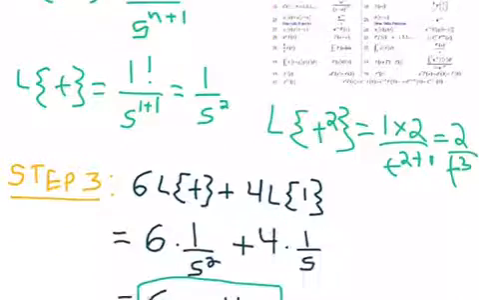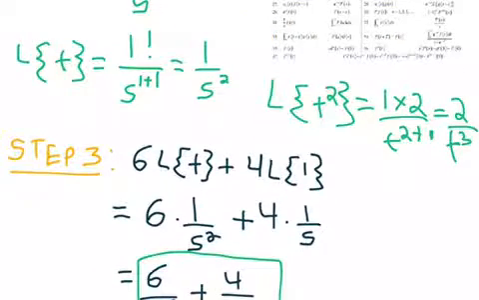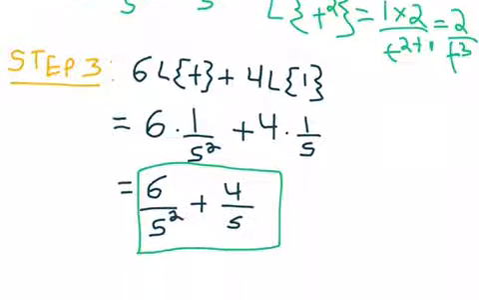Now, step 3 is to simply plug in the Laplaces that we know. So 6 times the Laplace of t gives us 6 times 1 over s squared. And plus 4 times the Laplace of 1 is equal to plus 4 times 1 over s. So we get 6 times 1 over s squared plus 4 times 1 over s, which gives us a final answer of 6 over s squared plus 4 over s.